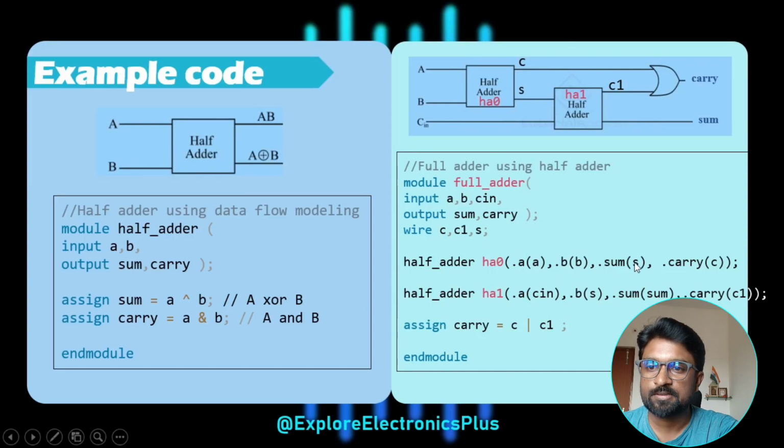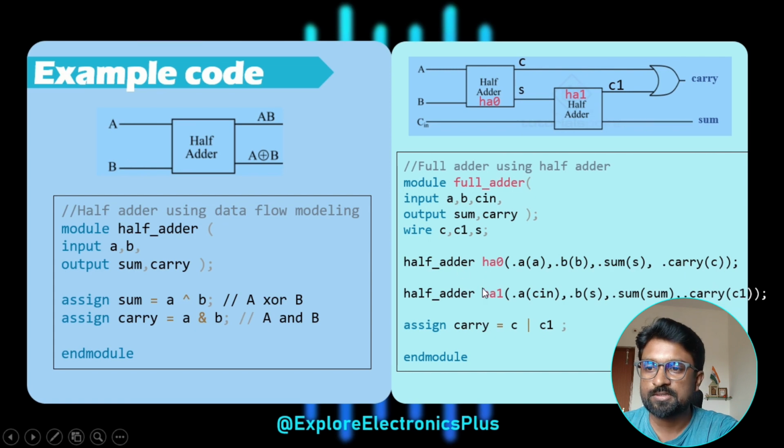Sum is S. This S is a wire. Here I have declared this S is a connection between two half adders, and this is not my port of a full adder. It is just a connection between the two half adders. That's why I have defined this S as a wire. And similarly, I require two more, C and C1, as a carry of the two half adders. That's why you can see at the end of these two, carry will be mapped to C in the first half adder, carry will be mapped to C1 in the second half adder. So this C and C1 are taken for OR gate and carry will be generated.